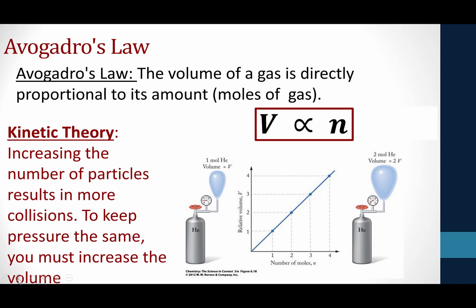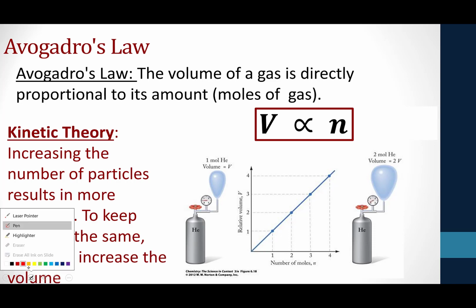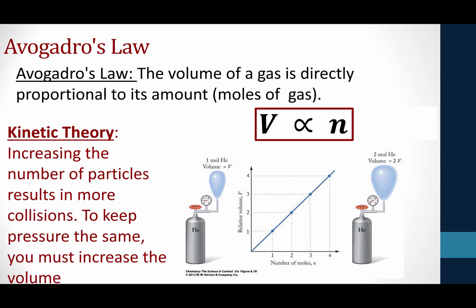With Avogadro's law being much like Charles' law, where it's directly proportional, we're going to see that the formula is very similar. So the formula for Avogadro's law is going to be N1 over V1 equals N2 over V2.